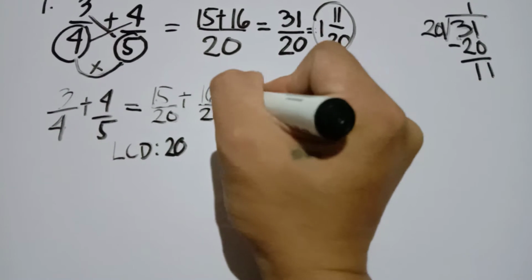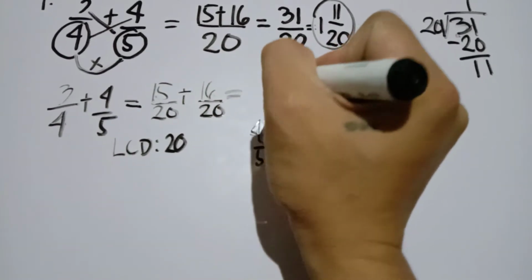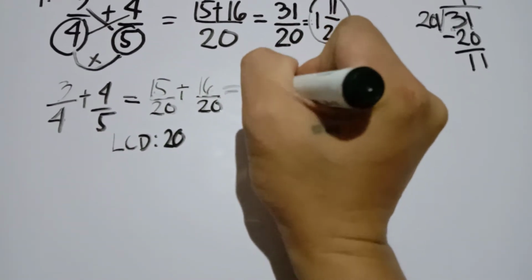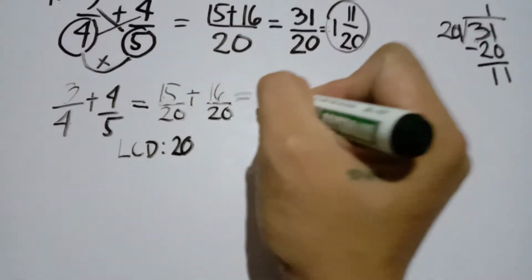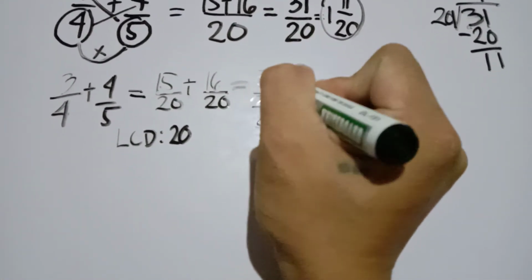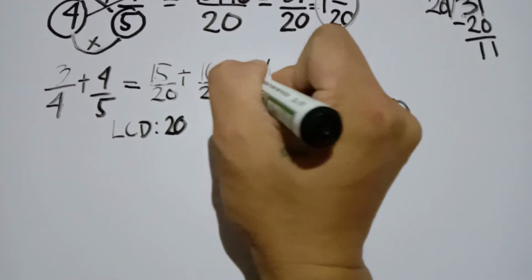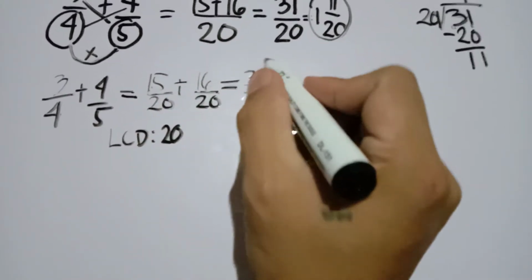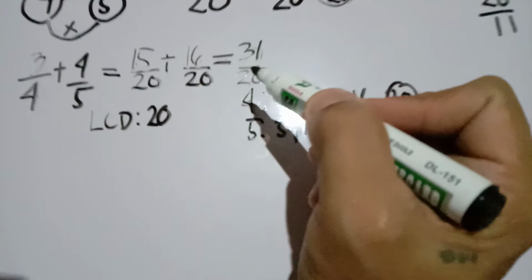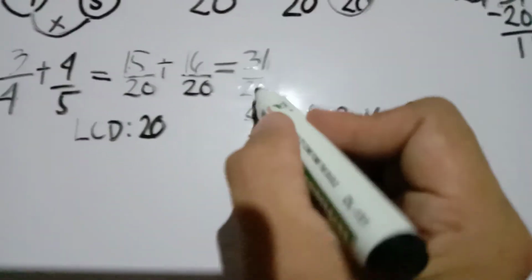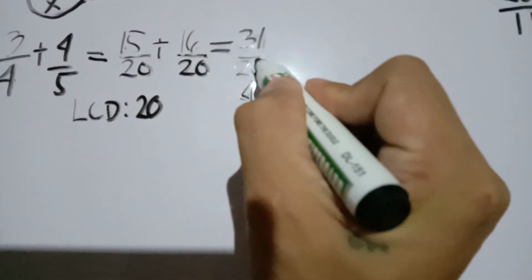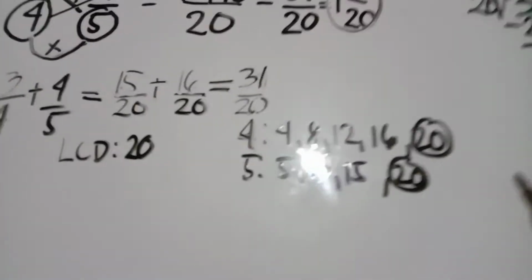So 15 plus 16, that is 31. Then copy the denominator, which is 20. Okay, copy the denominator. Again, 15 plus 16 is equal to 31. Then copy the denominator, which is 20. Okay.